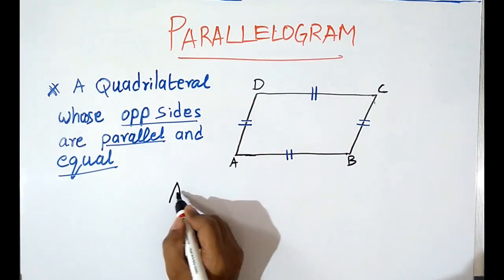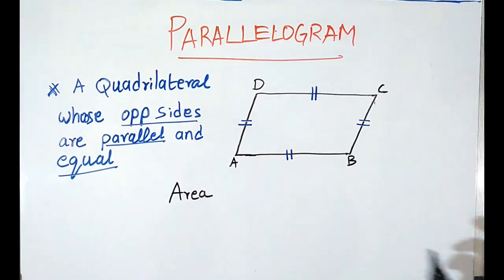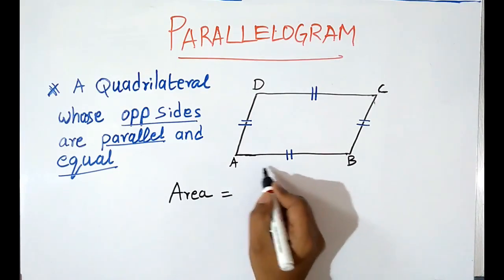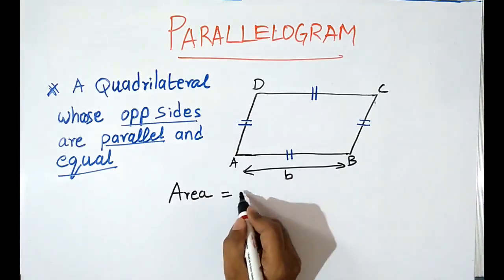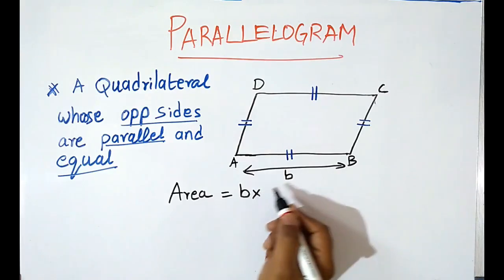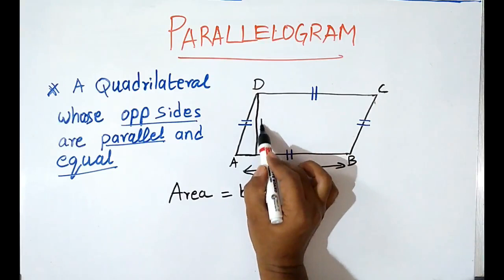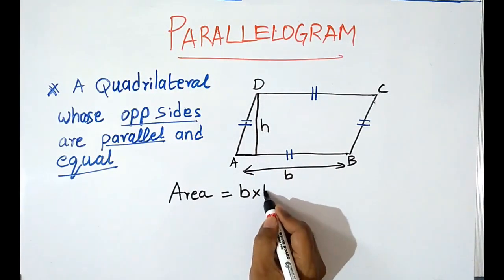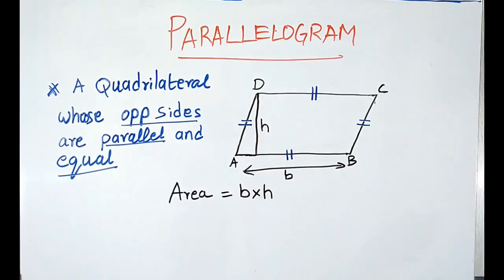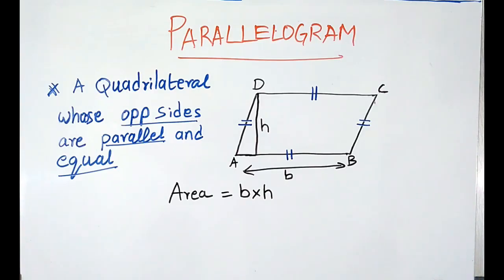What is the area of parallelogram? Area is given by base, that is AB. If AB's length is B and height is given by H, then the area of parallelogram is B into height, that is base into height.